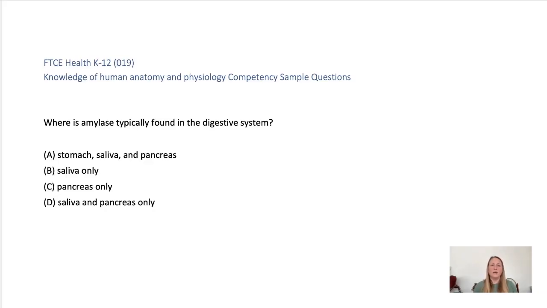B, saliva only. This leaves out the pancreas, which also produces the amylase. C, pancreas only. This ignores saliva, where digestion begins in the mouth. The correct answer is D, saliva and pancreas only. In the digestive system, amylase is found in saliva and the pancreas. Amylase is an enzyme that helps to digest carbohydrates.